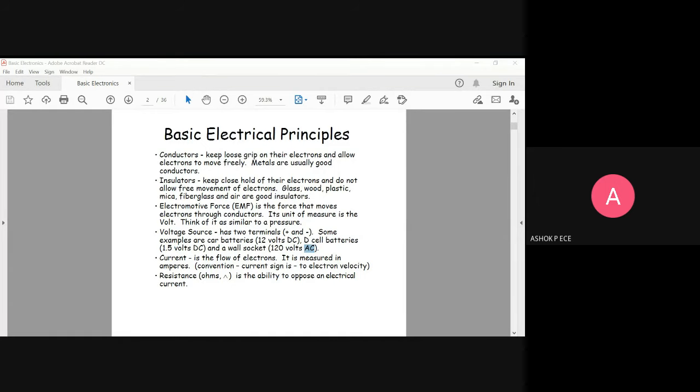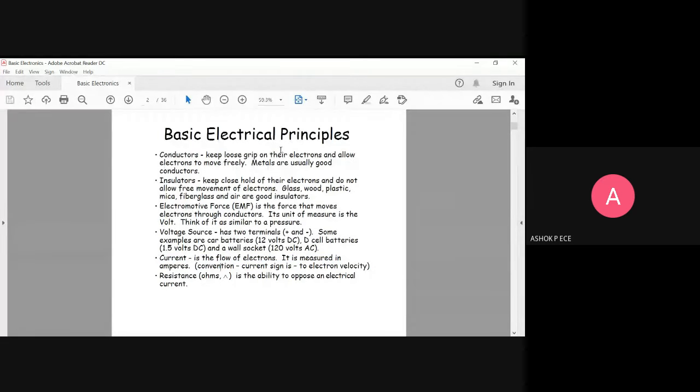Because your battery can store something which is constant. It cannot store something which is varying, because alternating current is going to vary every second. You cannot store that voltage inside the battery. So a battery can store only direct current, or it can store only DC voltage. Is that clear? So, the next one.